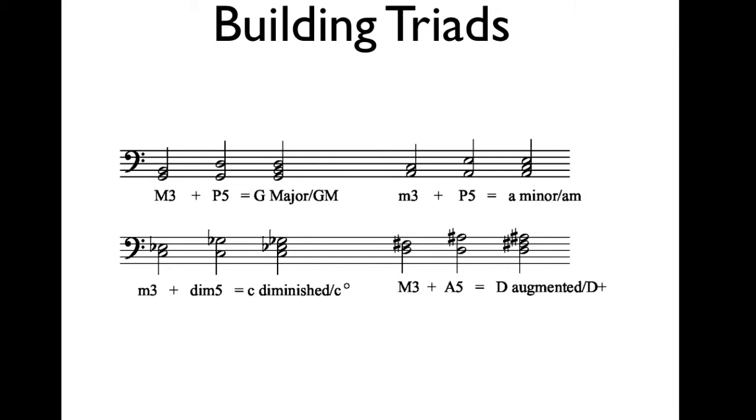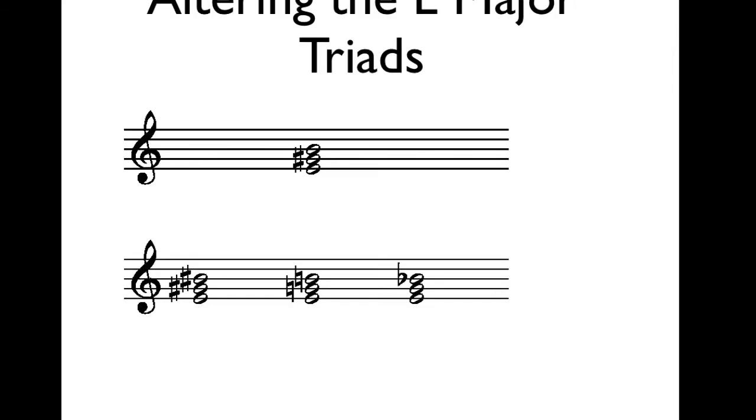Let's look at how we can examine these triads and build them thinking another way, starting with the major triad. So here we have the E major triad. If I sharp the fifth of the triad, I now have an augmented triad because I have a major third and another major third stacked on top of it. On the other hand, if I lower the third and keep the fifth of the original triad at its pitch, I have a minor triad. And if I lower the third and lower the fifth, I have a diminished triad.